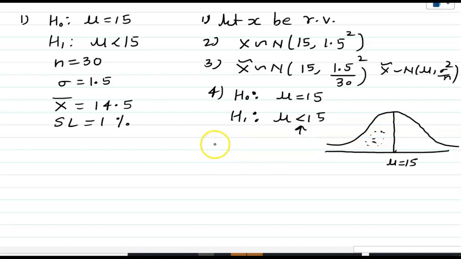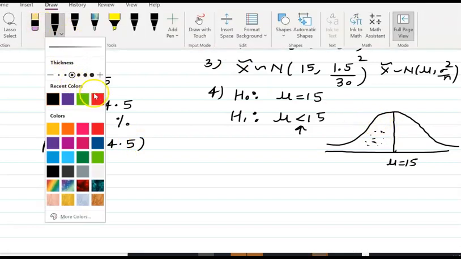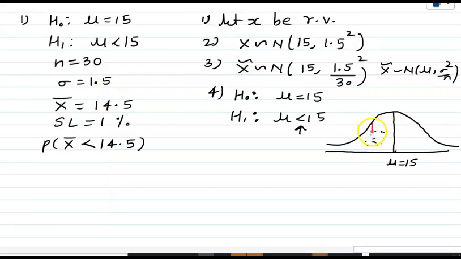Now, they are saying you need to find the probability when x bar is less than 14.5. Let's draw 14.5 here, on the left hand side. It means we are looking for this red area. So now, probability when x bar is less than 14.5.